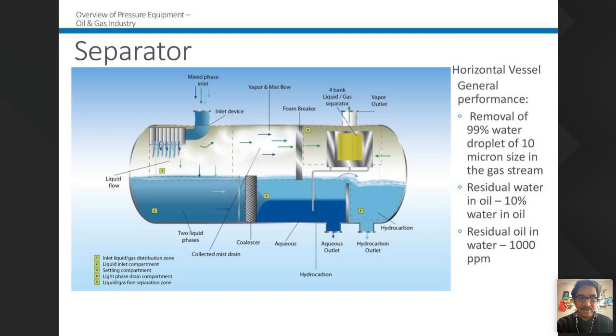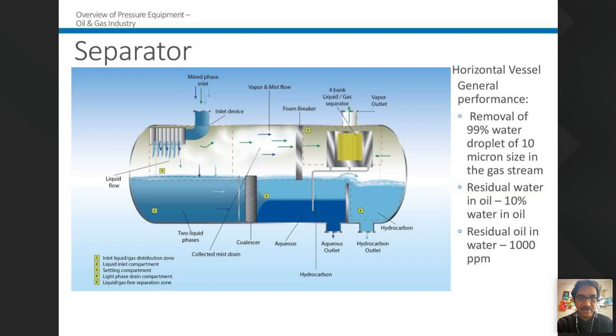There are special internals inside, which define how the performance of the separator is achieved, or how the oil, gas and water are separated. If you see the inlet device, the inlet fluid flows through it. And because of velocity and density difference, when the inlet fluid strikes the internal plates inside, gas is thrown out, and water and oil as a mixture are thrown out.